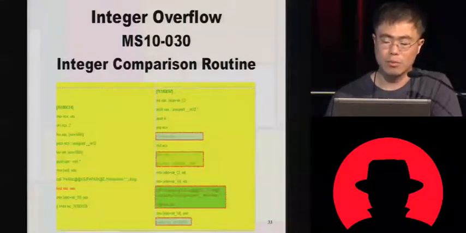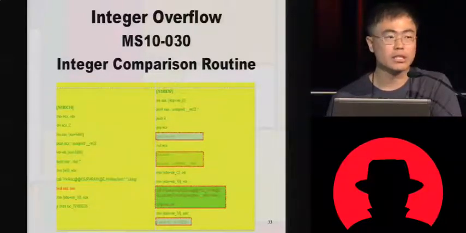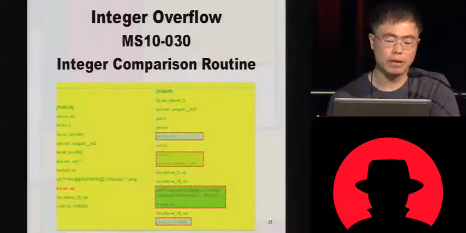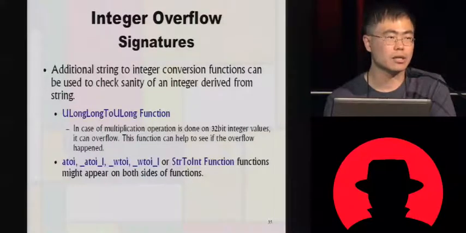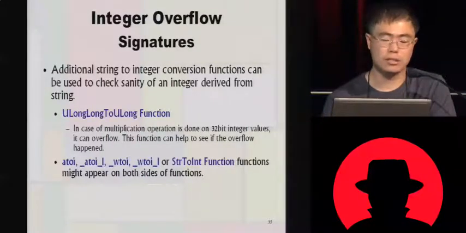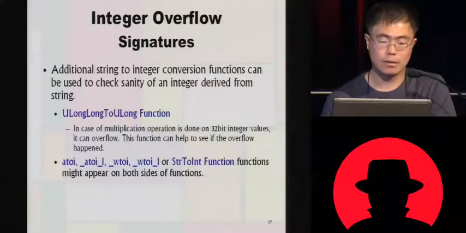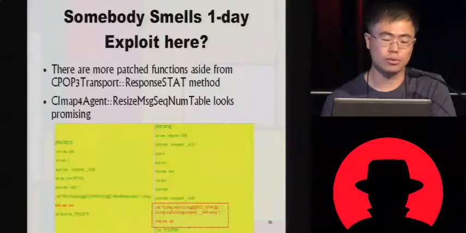So you might wonder what's the deal with ulong to ulong. It's actually converting 64-bit input to 32-bit. And during that, it checks whether the original value is greater than the maximum 32-bit value. If the 64-bit value is greater than that maximum, it will just return an error code. So in that way, you can check whether it's overflowing the integer. So you can use the ulong to ulong function as a signature for integer overflow.